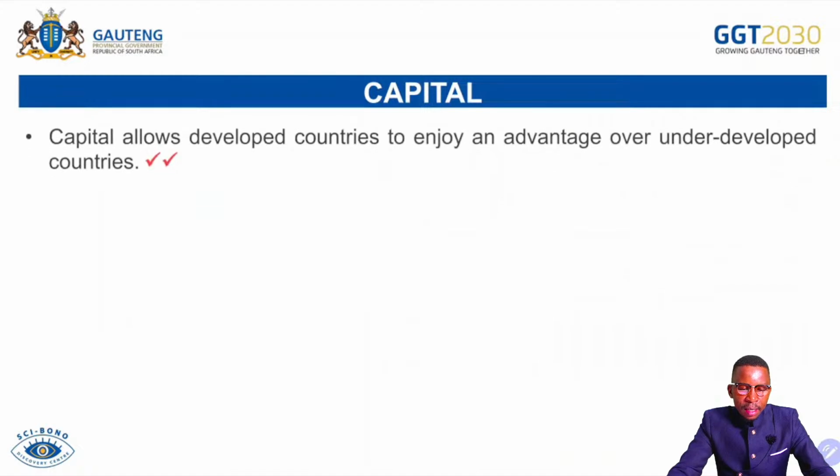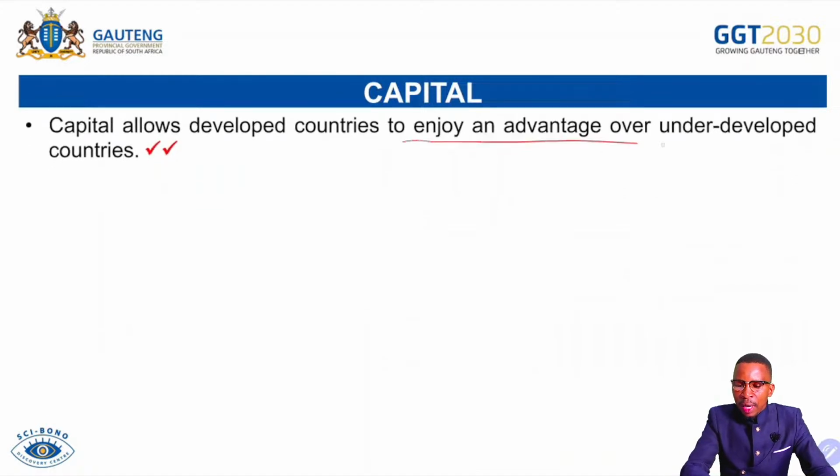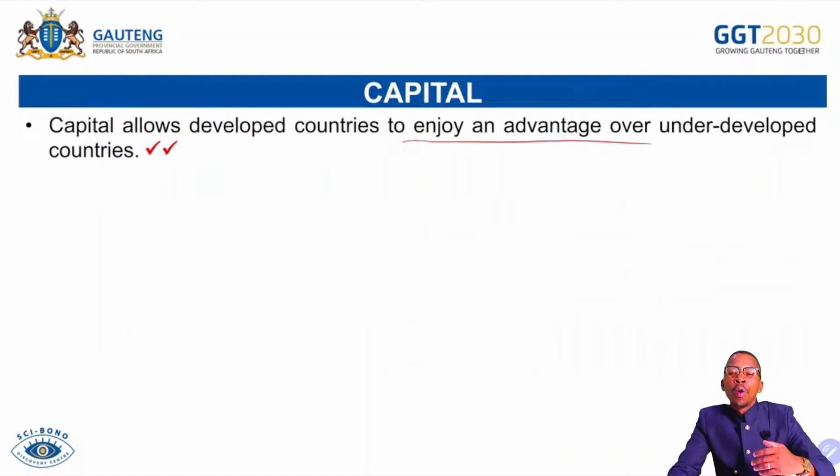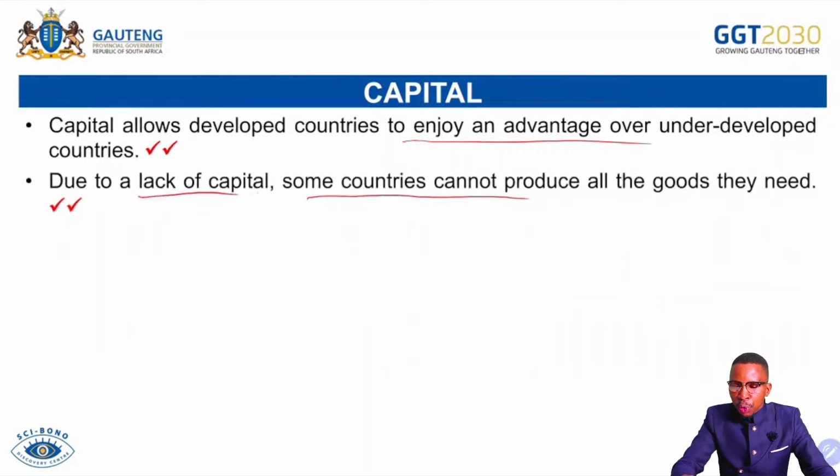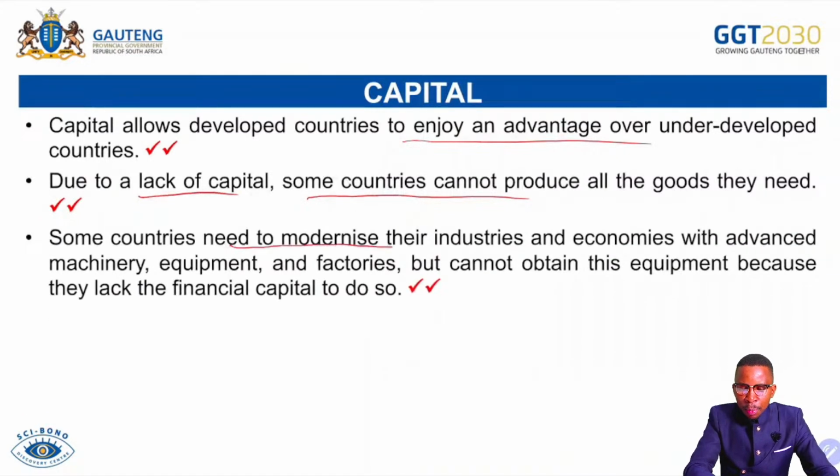And then the capital. Capital allows developed countries to enjoy an advantage over underdeveloped countries. We know that developed countries have most of the technical machines and equipment that are used to transform natural resources into final goods and services. So due to lack of capital, some countries cannot produce all the goods they need. So they should be supplied by those that have a high level of capital. Some countries need to modernize their industries and economies with advanced machinery, equipment, and factories, but cannot obtain this equipment because they lack the financial capital to do so.